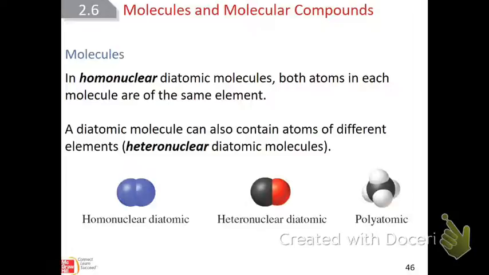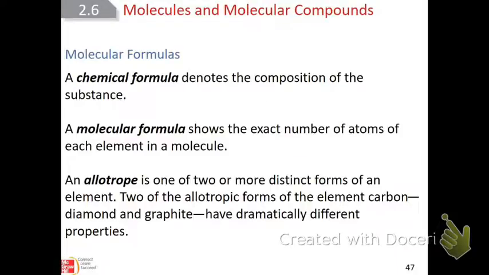You also need to know the term chemical formula. A chemical formula just tells what atoms, and in what proportions, are in a substance, any substance, like H2O is the chemical formula for water. And then a molecular formula shows the exact numbers of atoms.